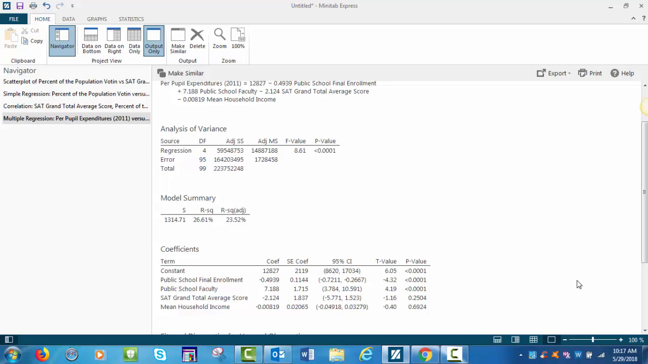It is interesting to note that public school final enrollment has a negative coefficient, indicating an inverse relationship with expenditures. Is this what we expected? What does this mean in the context of this model? Please note that for your assignment, you need to use different variables than are shown in this demonstration.